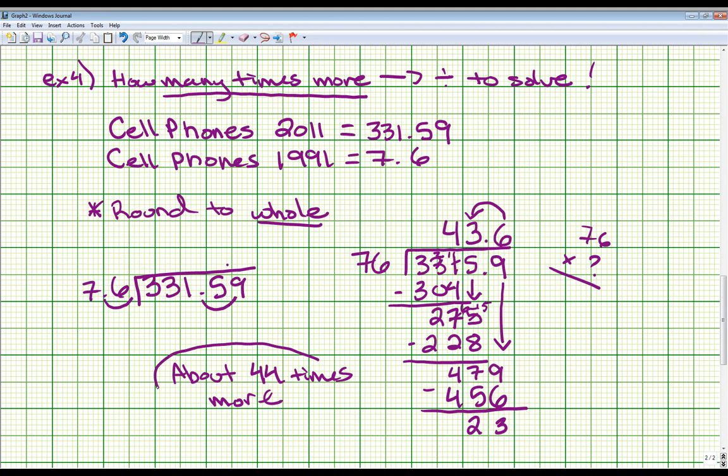So our original question said about how many times more cell phones were there in 2011 than in 1991. There are about 44 times more if you round it to the nearest whole number.